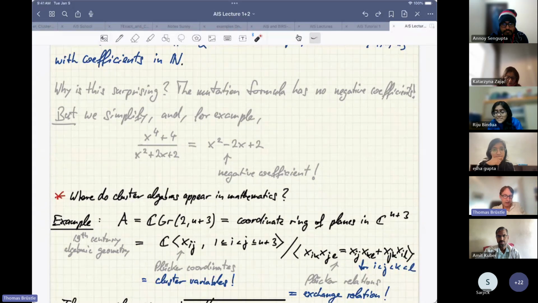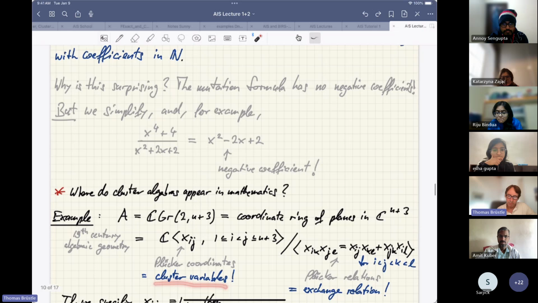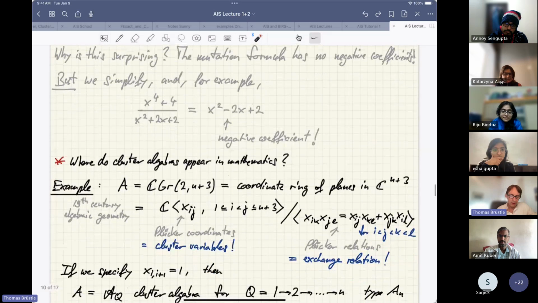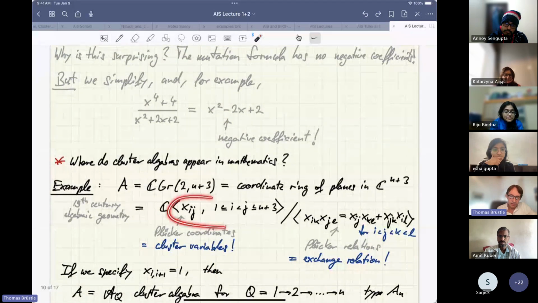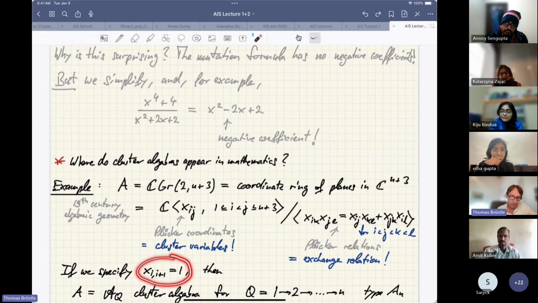Okay. And I want to tell you, and this is what Fomin and Zelevinsky also observed, that we can reinterpret this in terms of cluster algebras. So the Plücker coordinates will correspond to cluster variables, and the Plücker relation will be an exchange relation. It doesn't work totally smoothly. So of those Plücker coordinates, we want to specify some of these polynomials to 1.